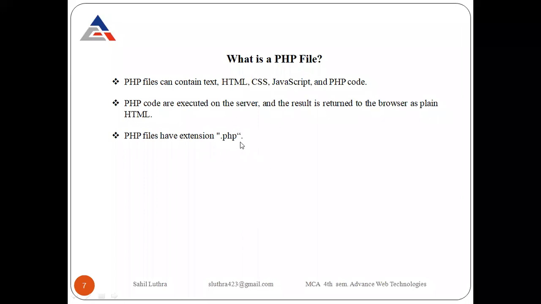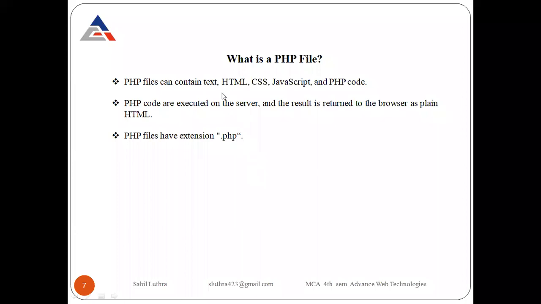The extension of PHP is .php, the extension of C is .c, and the extension of C++ is .cpp. So every language has its own extension. For example, the extension of ASP.NET is .aspx. Extension plays an important role, so you should have proper knowledge of which language contains which extension. So this is all about a PHP file.